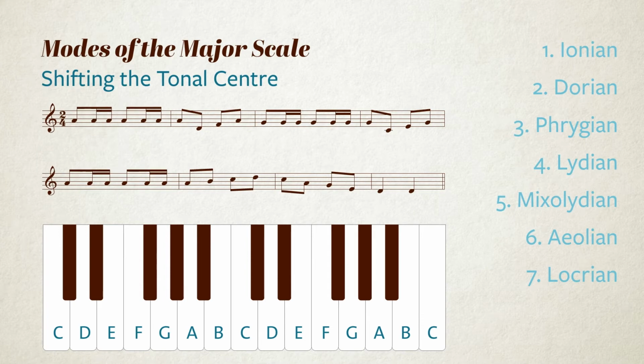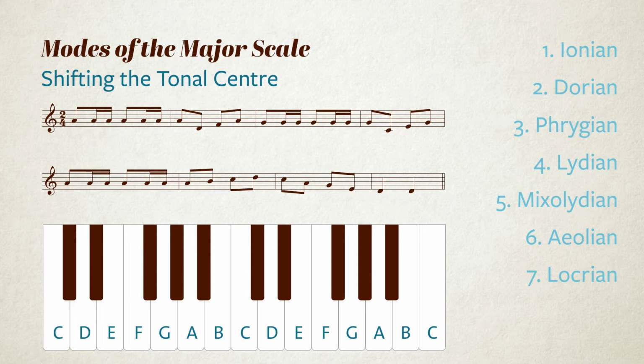But listen to this tune, which also uses the notes of the C major scale, a famous sea shanty from the British Isles called Drunken Sailor. You can hear that it lands on D, and it's quite happy to stay there. The tonal centre has shifted from C to D, without changing any of the notes of the scale.